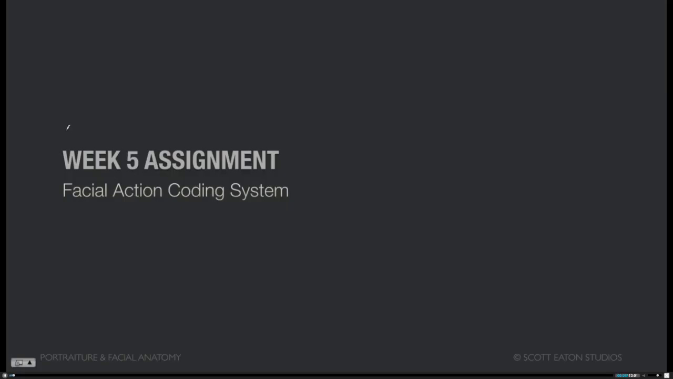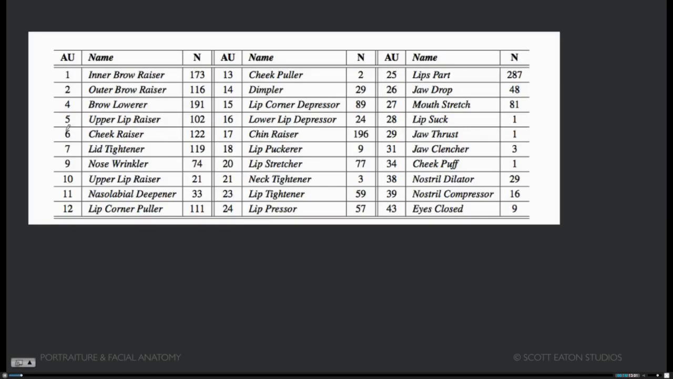Okay, now it is time for the Week 5 assignment, and as you may have guessed, this has to do with the facial action coding system and expressions. What I want you guys to do is start to get really familiar with the facial action coding system and how to look at images and categorize them, dissect the emotional content and group it into the action units, right? Because that's all a face that's expressing is doing. It's just displaying different intensities of these action units that we've looked at.